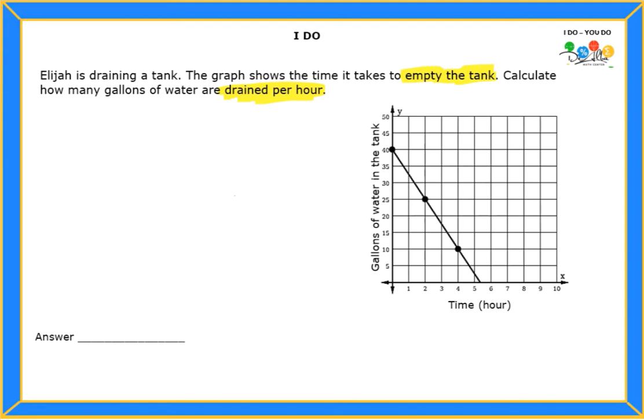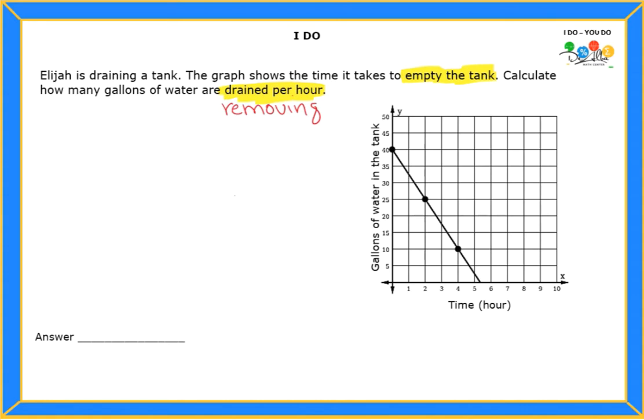Okay, so they want me to find out how many gallons of water are drained per hour. In other words, how many gallons of water are we removing per hour? If you want to say the word removing, it's okay. And they say something about emptying the tank. Is that correct? So let's look at the graph that is given to you.